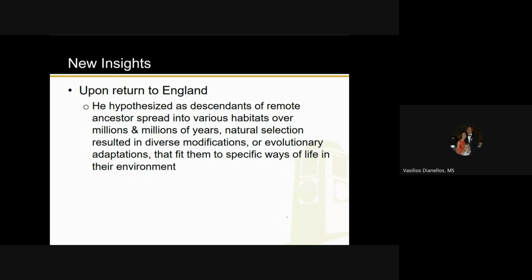So again, we're talking about when he got back to England and what he came up with. He hypothesized that as descendants of remote ancestors spread into various habitats over millions and millions of years, natural selection resulted in diverse modifications, or evolutionary adaptations, that fit them to specific ways of life for the environment.